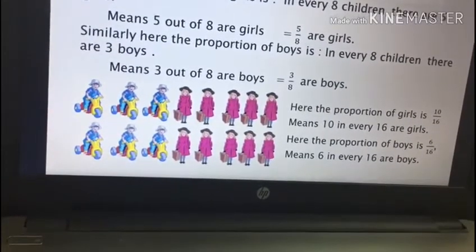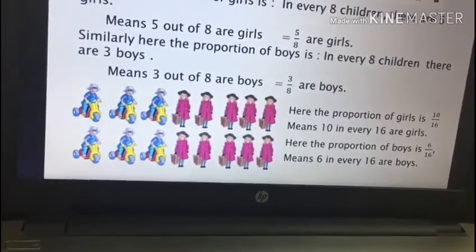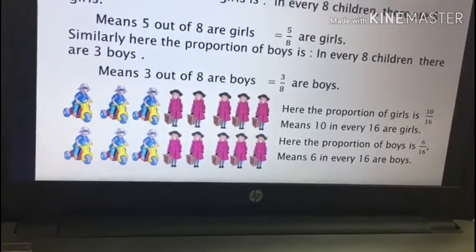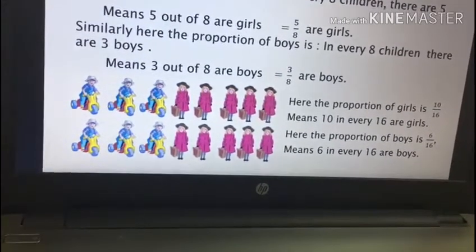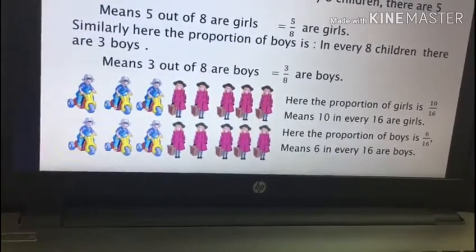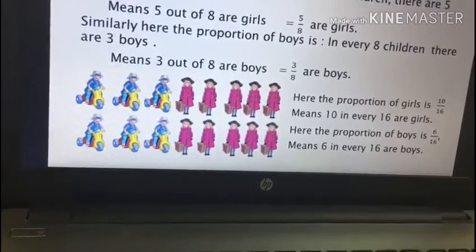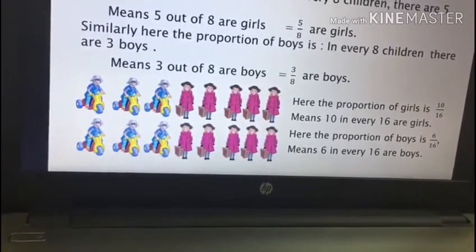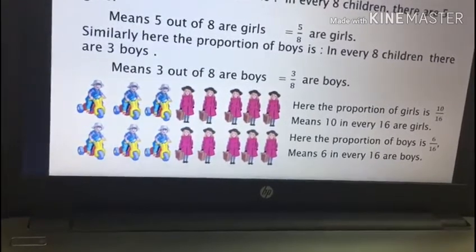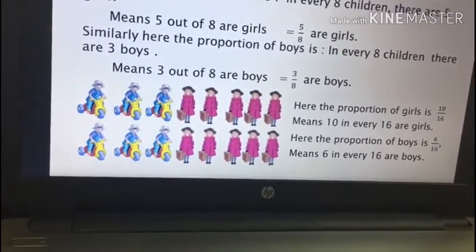Now in this picture I added a few more children. There are 6 boys and 10 girls. So what is the total number? There will be 16 children in total. So the proportion of girls in this picture: how many girls are there? The number of girls is 10 and the total number is 16. So what is the proportion of girls? 10 by 16.